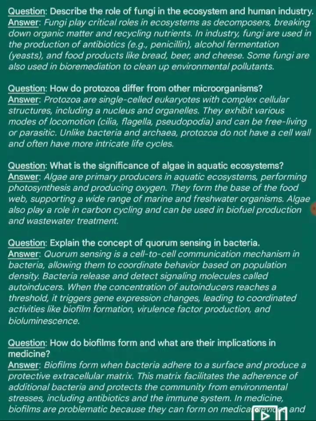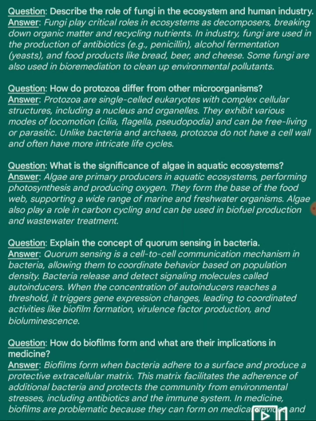Next question. How do protozoa differ from other microorganisms? Answer. Protozoa are single-celled eukaryotes with complex cellular structures, including a nucleus and organelles. They exhibit various modes of locomotion, cilia, flagella, pseudopodia, and can be free-living or parasitic. Unlike bacteria and archaea, protozoa do not have a cell wall and often have more intricate life cycles.